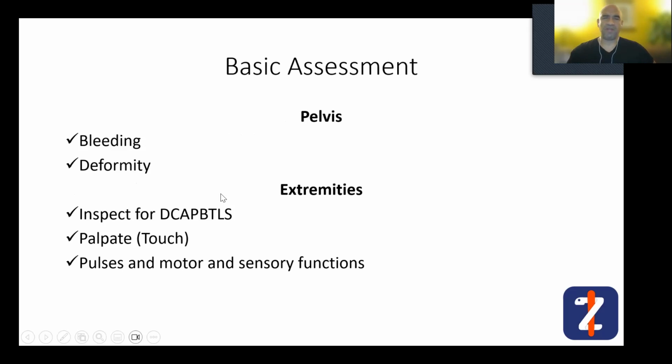Then we go down, doing head to toe now. We go down to the pelvis to make sure there's no bleeding or any deformities. In the extremities, the arms are the upper extremities and the legs are the lower extremities, and we check DCAP-BTLS: deformities, contusions, abrasions, punctures, burns, tenderness, lacerations, swelling.